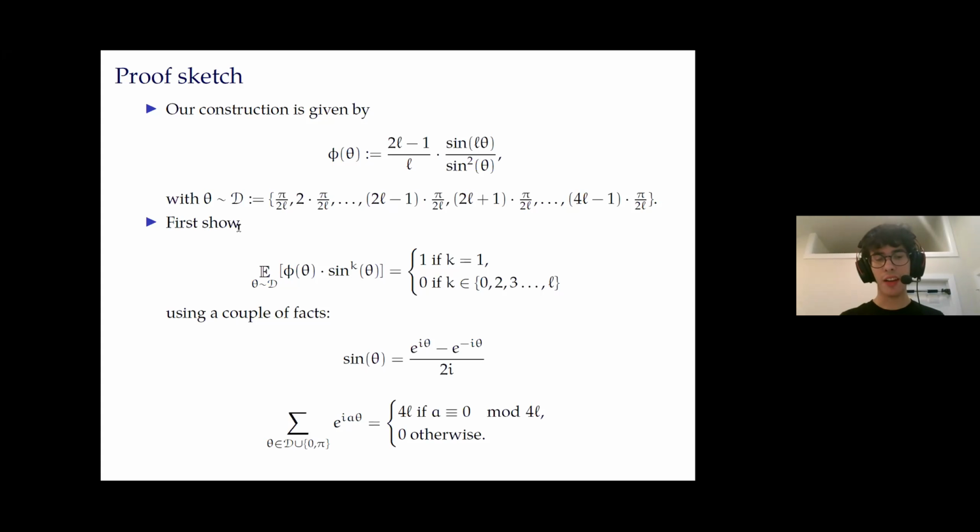Using these two facts, you can prove all of these equalities that I have here. I'm not going to write out the proof because it's kind of boring. For example, for k equals 0, we can see that this function phi is odd, so it's easy to see that the expectation should be 0 because you're canceling out the positive and negative terms. And for larger k, we basically just do a computation.